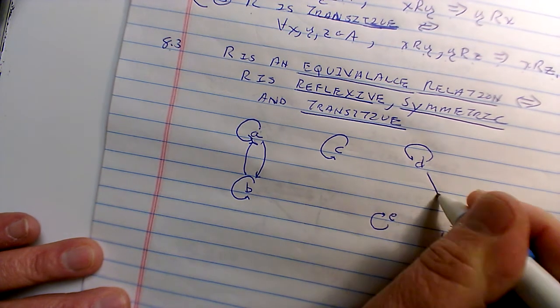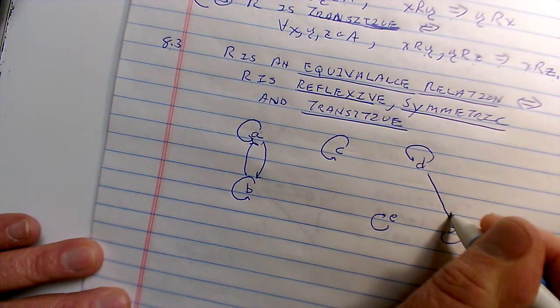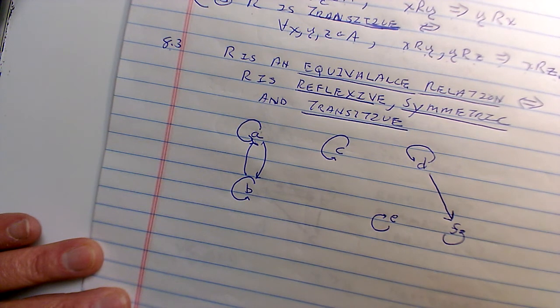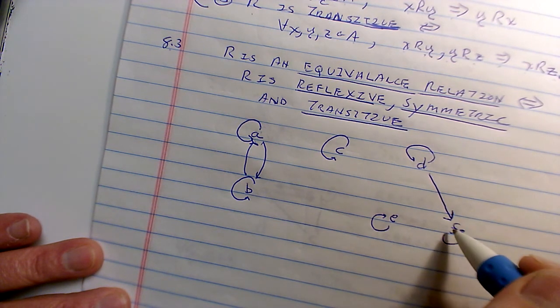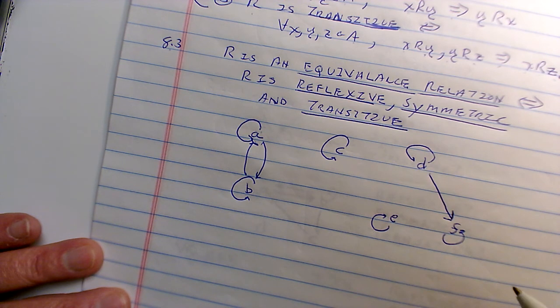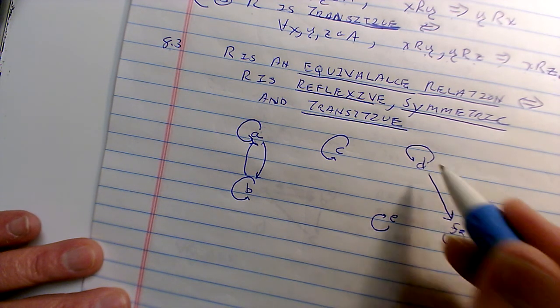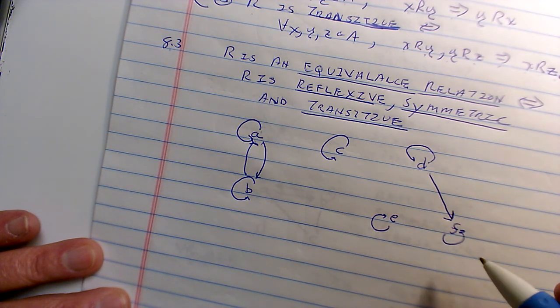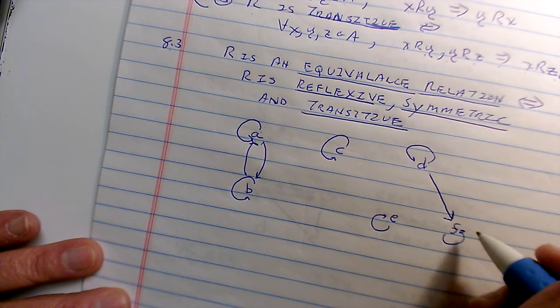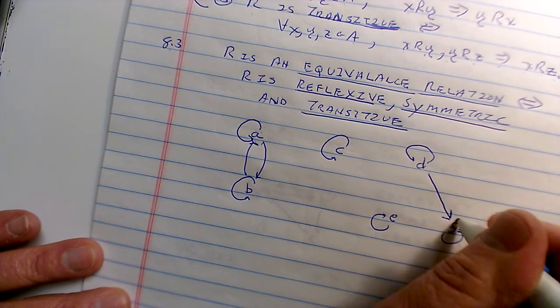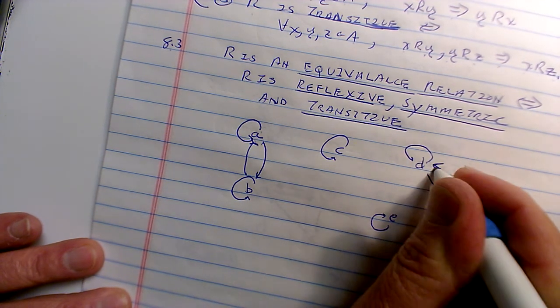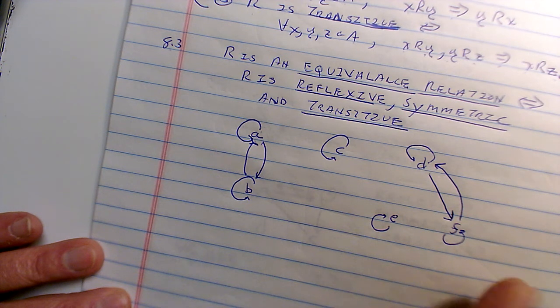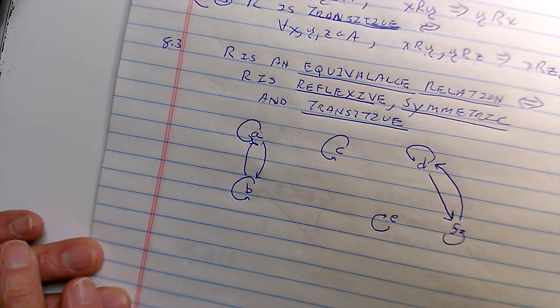If I added in one arrow here, it is no longer symmetric because D relates to F, but F does not relate to D. And F not relating to D is our counterexample to show it's not symmetric. To complete having symmetry, I would have to have an arrow going this way. And now it's symmetric again.